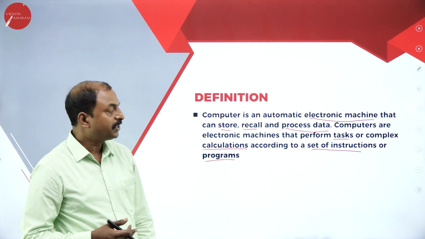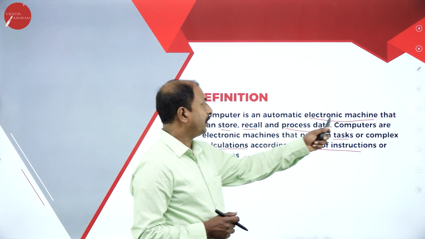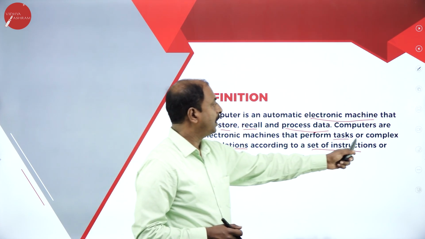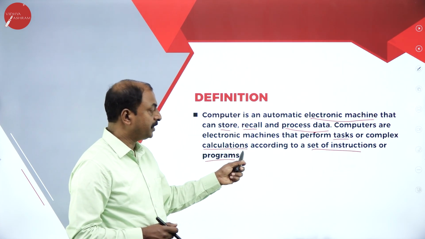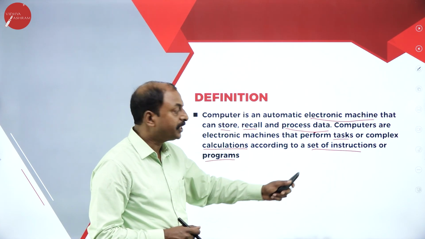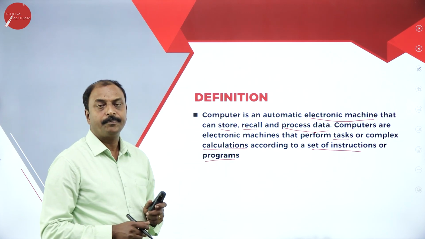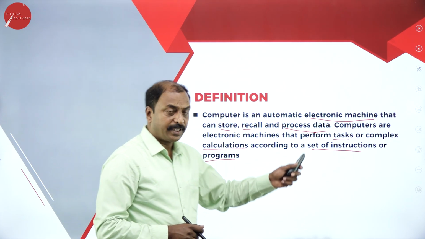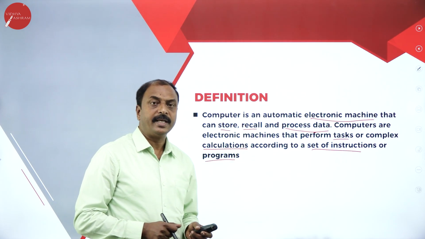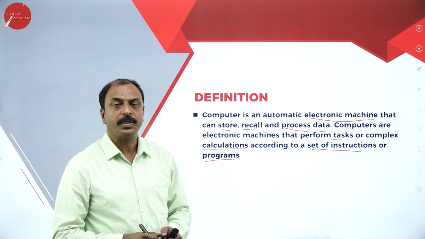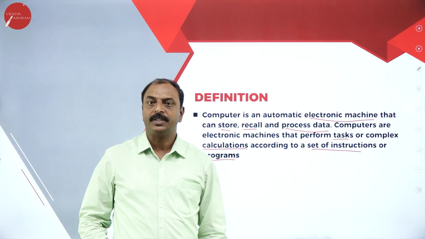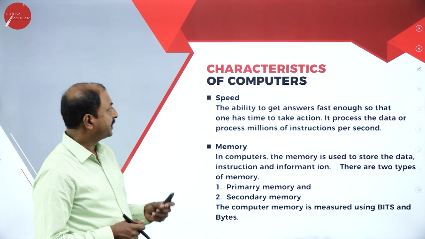Nowadays, we are using computer system. So, here it is an electronic machine and it does some tasks, maybe complex calculations, based on the instructions given to it. These instructions are called programs. Along with that, it also stores data and information, and recall means we can access those data which are stored in computer system. So, this is the basic definition of computer system. Now, let us move on to the next slide.